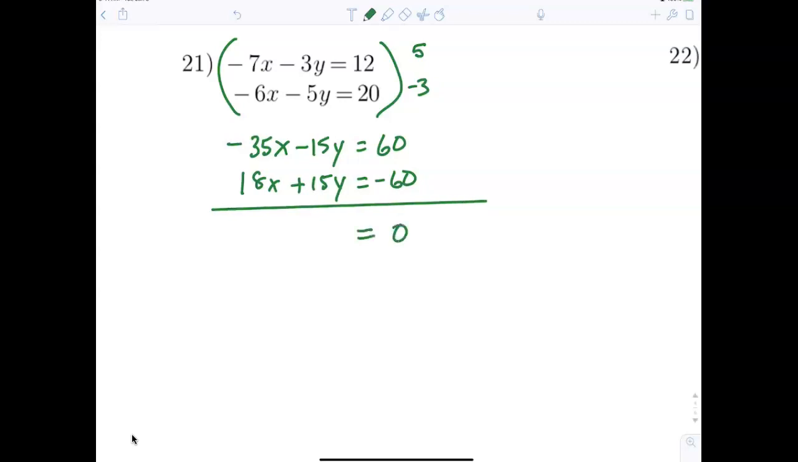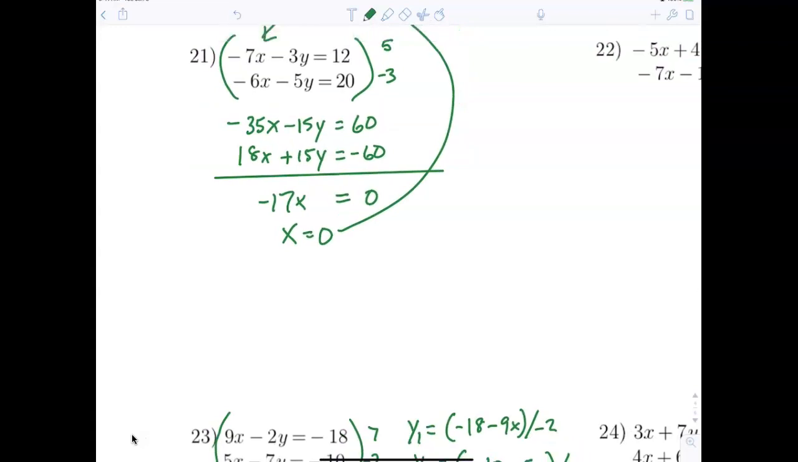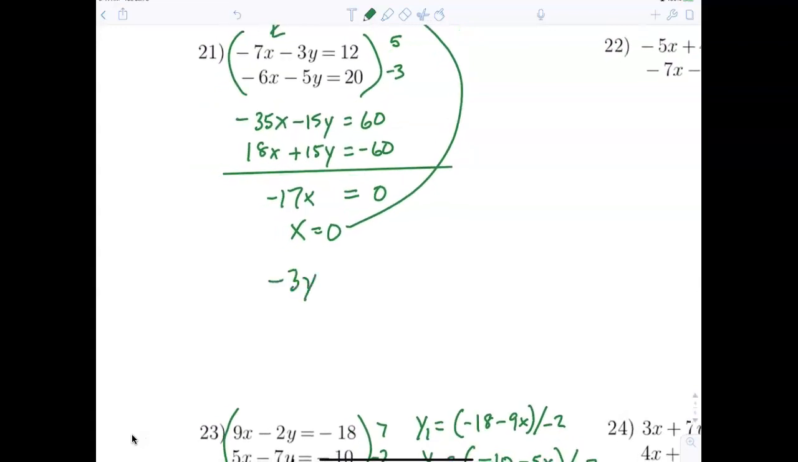Zero equals negative 17x, so x has to be what? So x has to be 0. Exactly right. Now, if I plug 0 in for x, I just get negative 3y equals 12. So my answer is 0, negative 4.